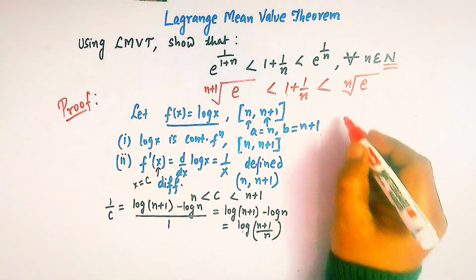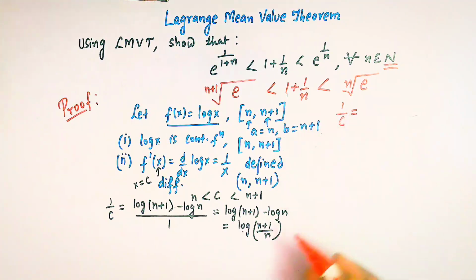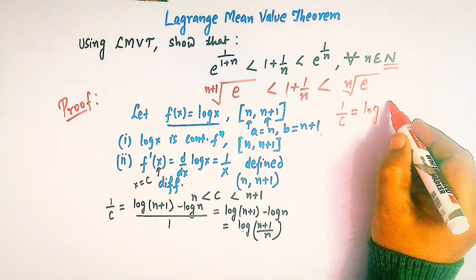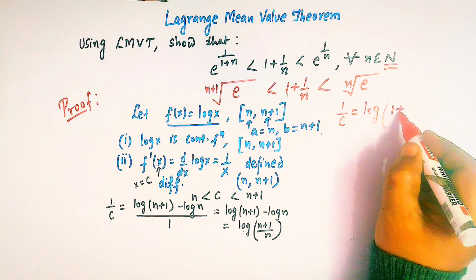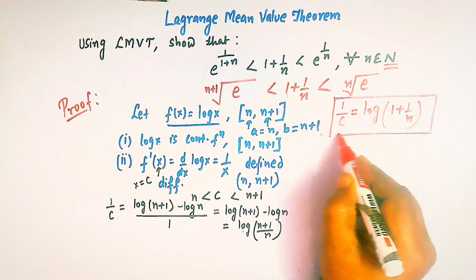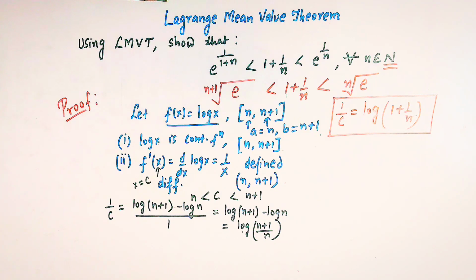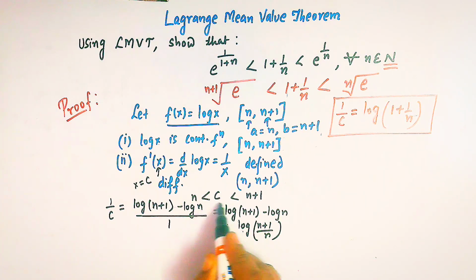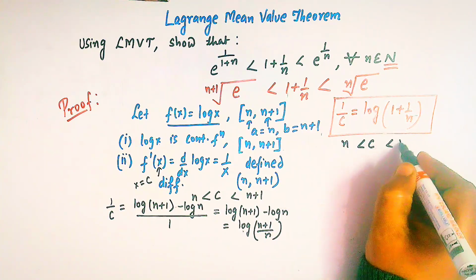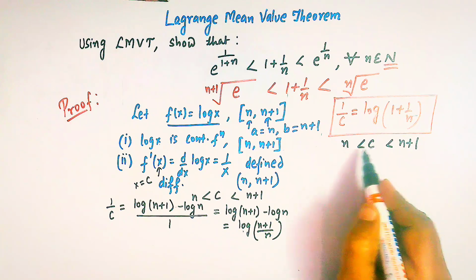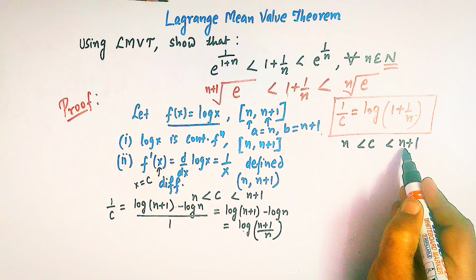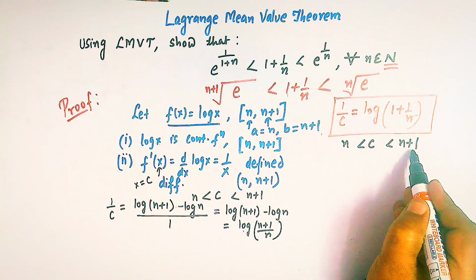So now we have 1 over C is equal to a log of (n plus 1) over n, which can be written as 1 plus 1 over n, right? So now we have this expression. Now let us take this inequality, that is C lies between n and n plus 1, and here it is important to note that n, C and n plus 1 are positive quantities, right?